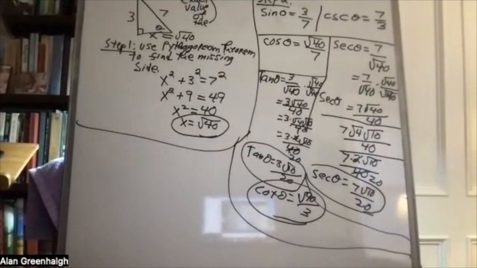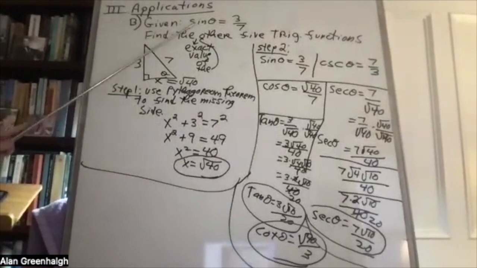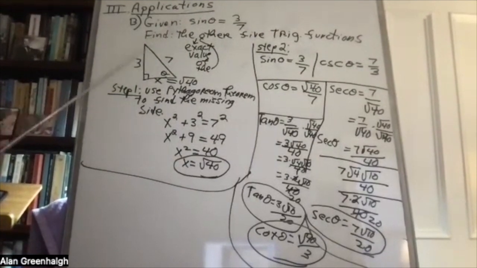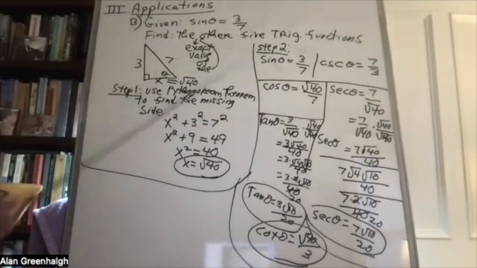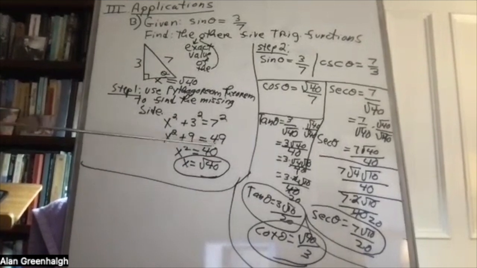Let's review what we did. Very important to always review what you did. The original question: given that the sine of an angle is equal to that fraction, find the exact value of the other 5 functions. So you use the Pythagorean theorem to find the missing side. Very nice, that worked out pretty well.